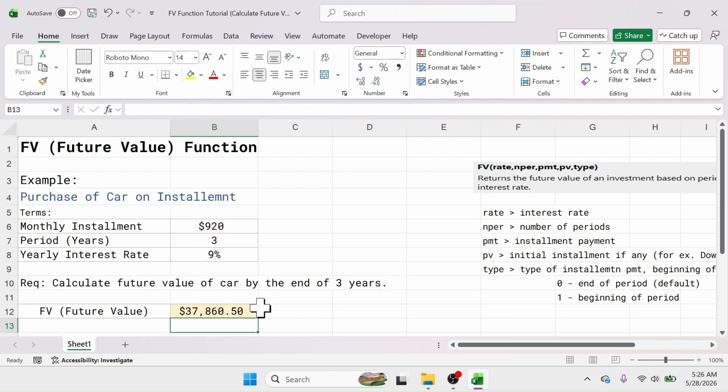Then press enter and here you can see the future value of this investment is 37,860.50. It means by the end of the third year, the value of the car will be $37,860.50. So in this way, you can use the future value function in Microsoft Excel.